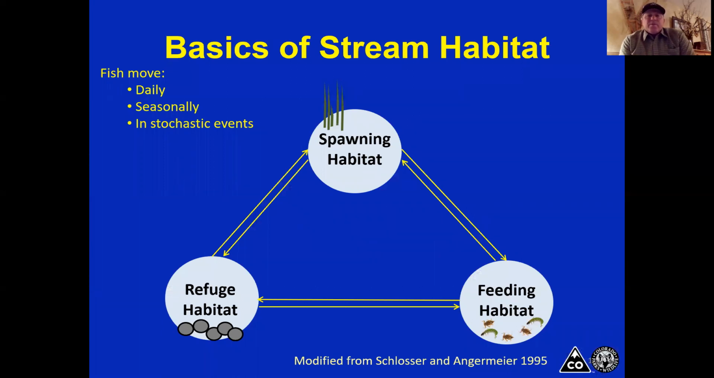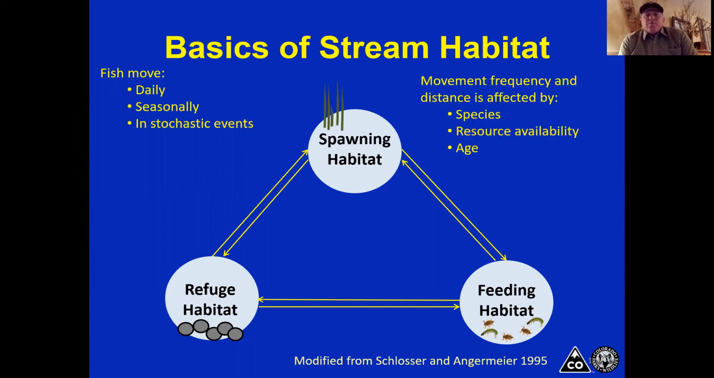So in terms of these habitats, it's important to think about how they change on both temporal as well as spatial scales. First of all, it's good to know that fish can move on a daily or seasonal basis, or in response to stochastic events like flooding and droughts. Also, the frequency and distance of fish movements depend on the species, the age of the fish, and the resources available within the stream.